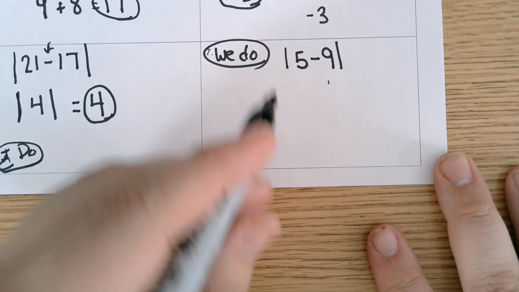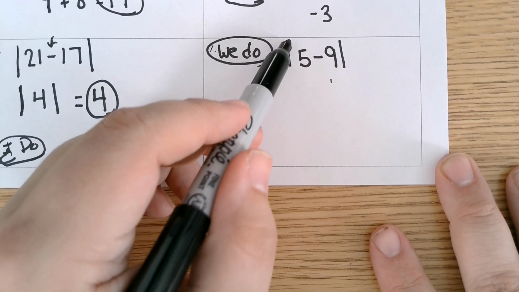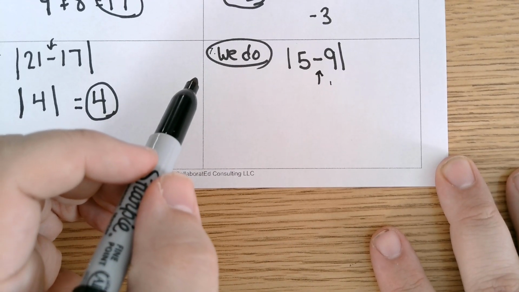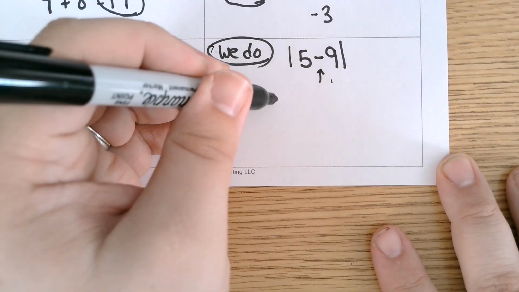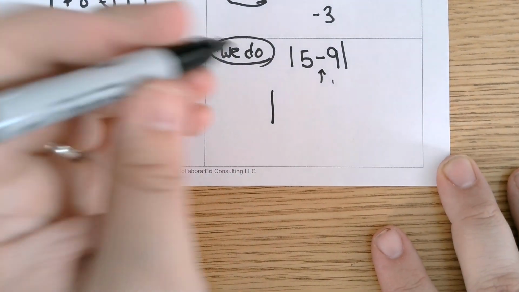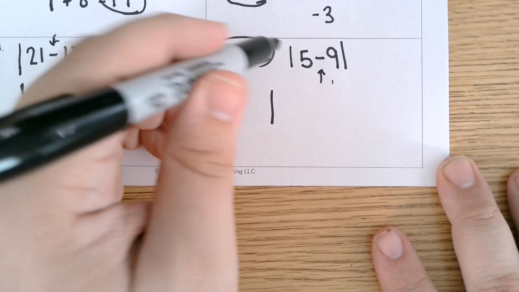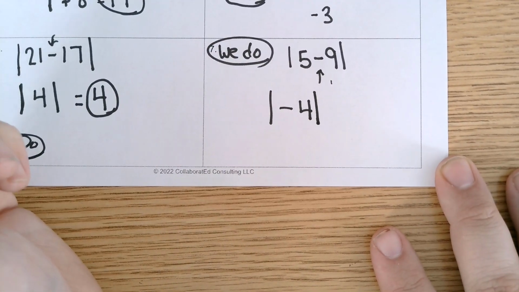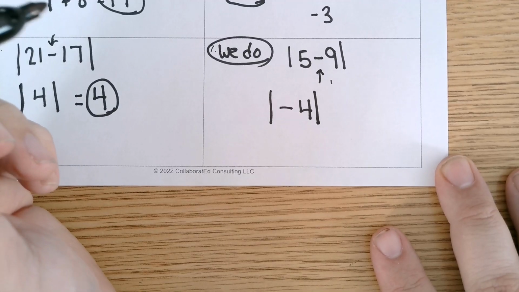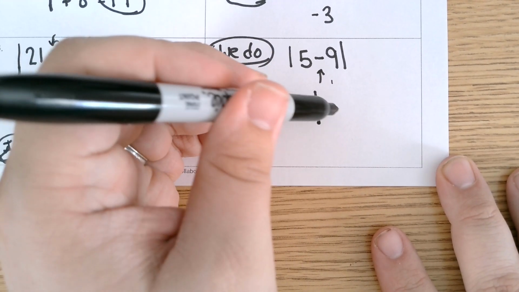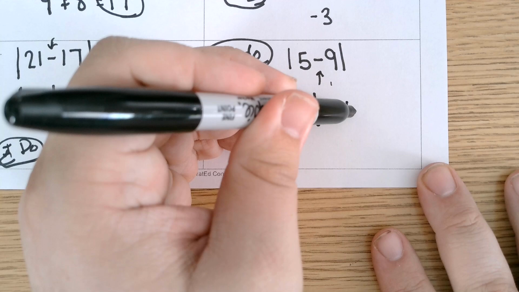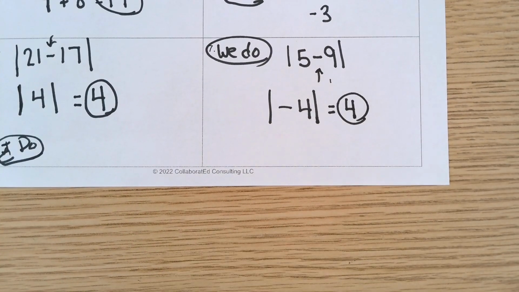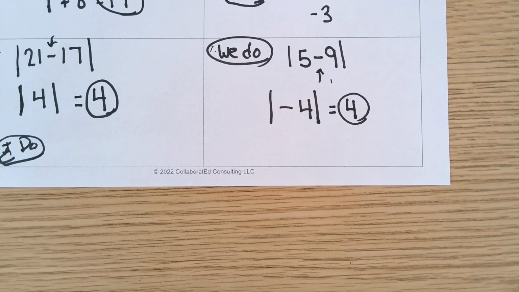All right. So, again, our operation is inside the absolute value, so we must do our operation first. So we're going to have an absolute value here at the end. 5 minus 9 is negative 4. And then, if you take the absolute value of negative 4, you're just turning it positive. That is 4. And that is our answer.